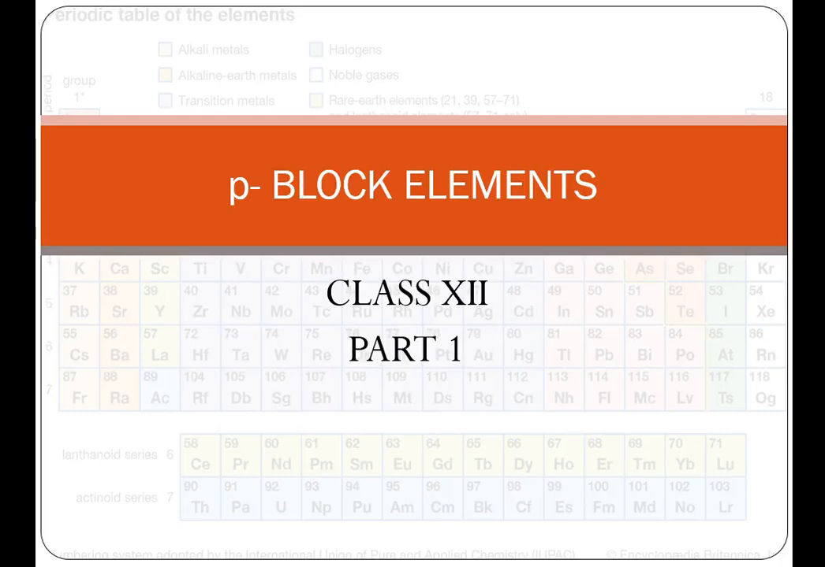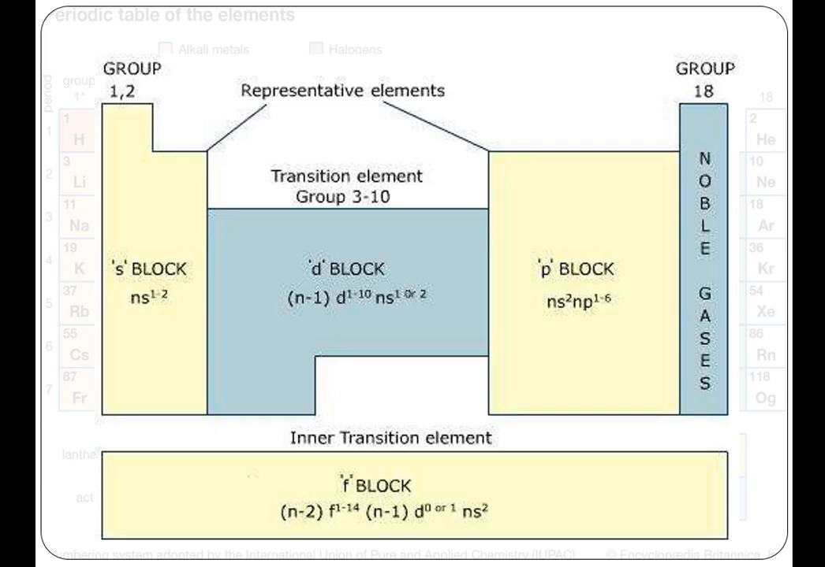Today we will start with the next chapter, that is p block elements. Students, you have seen the periodic table. This is the layout of the periodic table. You can see on the left side is s block elements. On the right hand side we have p block elements. s and p block together are called representative elements.